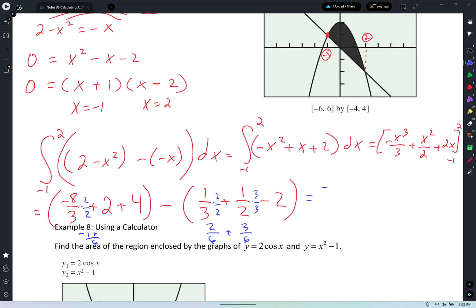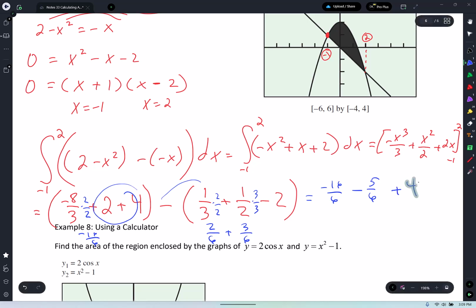Here we go. Negative 16 over 6 minus 3 plus 2 is 5, so minus 5 over 6, because I distributed the negative. And then I see 4 plus 2 is 6. Minus 2 is 4. So plus 4. I hope I didn't do anything wrong. Nope, plus 2. There we go. Because that's a minus a negative there, right? 4 plus 2 is 6. Plus 2 is 8. So plus 8.